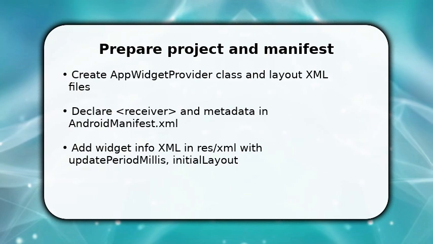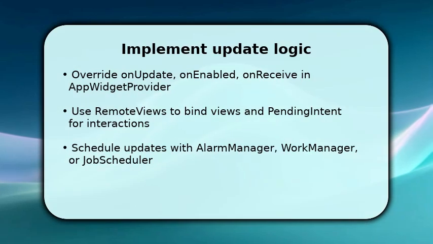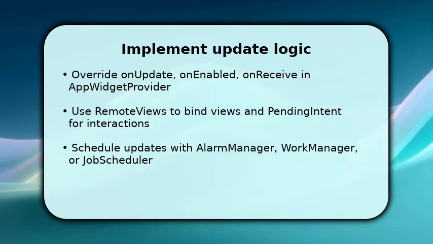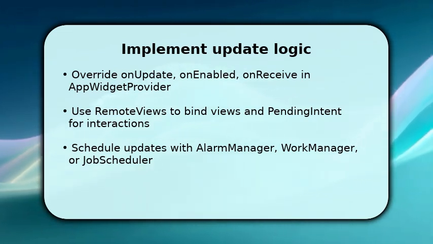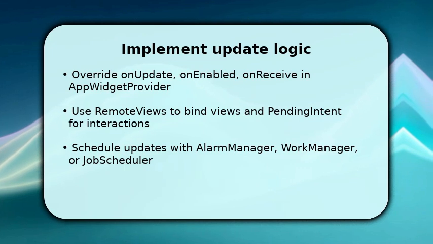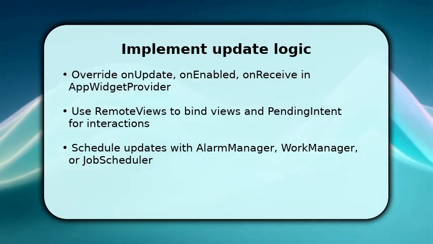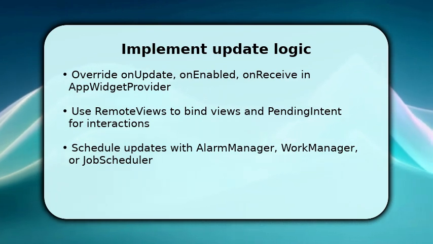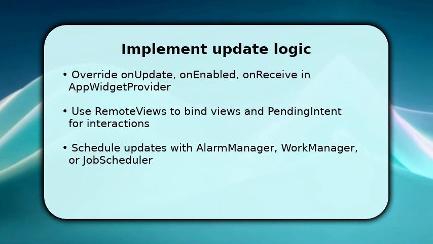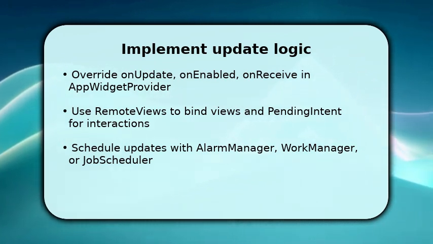Now implement the update and interaction logic inside App Widget Provider. Override onUpdate to build RemoteViews, populate text/images, and attach PendingIntent for clicks. This is how your widget responds. Use onReceive for custom intents and onEnabled to start periodic work. For reliable periodic updates, schedule tasks with WorkManager or AlarmManager depending on API level. JobScheduler works well for background batching.